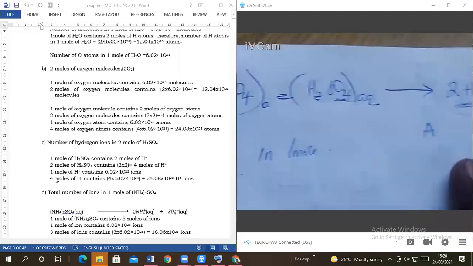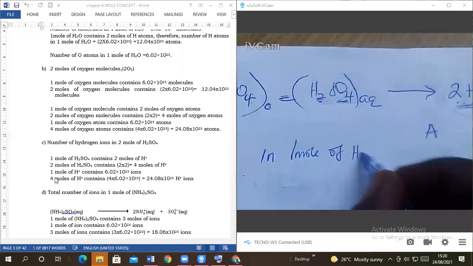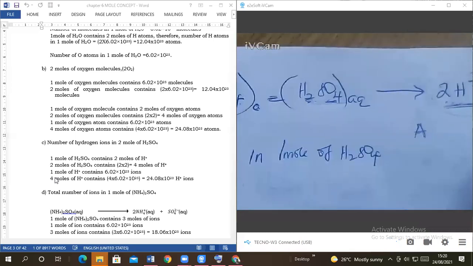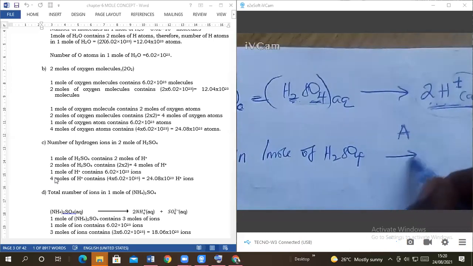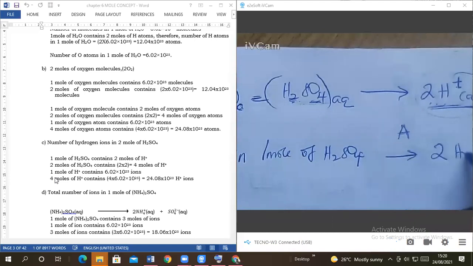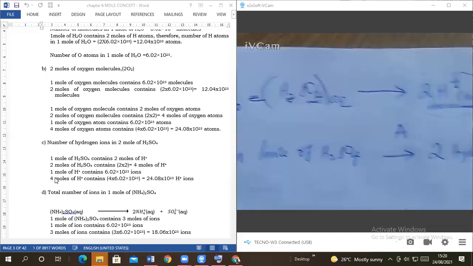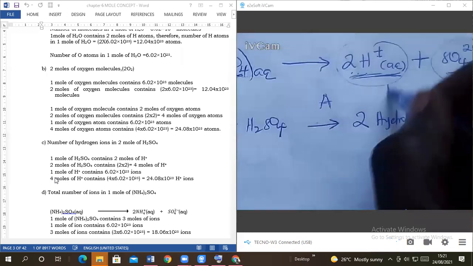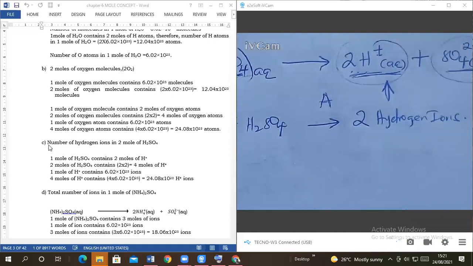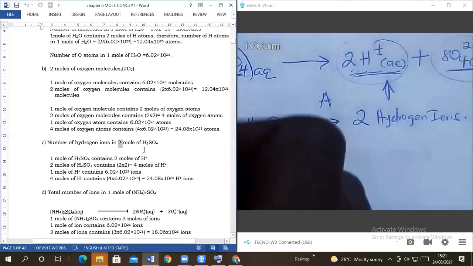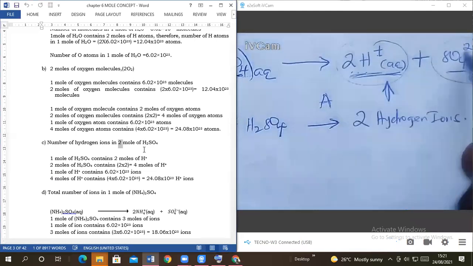You say in 1 mole of sulfuric acid, we have 2 hydrogen ions. They are here. But the question is the number of particles of hydrogen ions in 2 moles of sulfuric acid. If you say these are 2, meaning these ones are going to be 4, these ones are going to be 2, because this one was for 1.